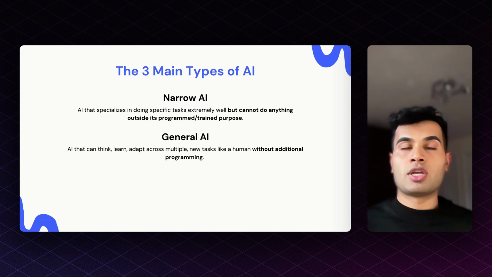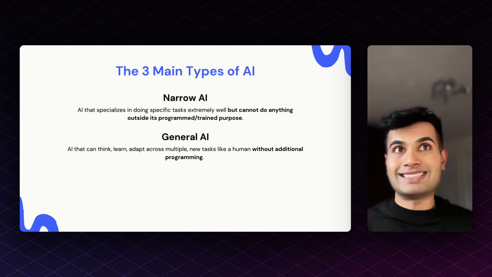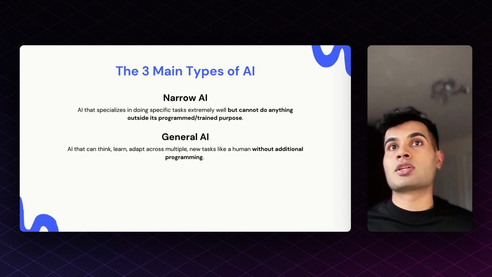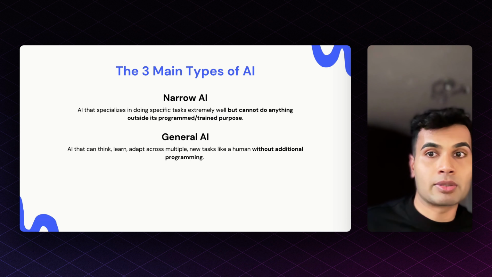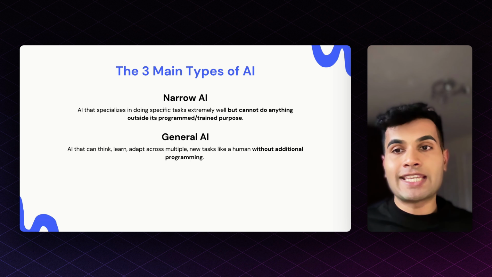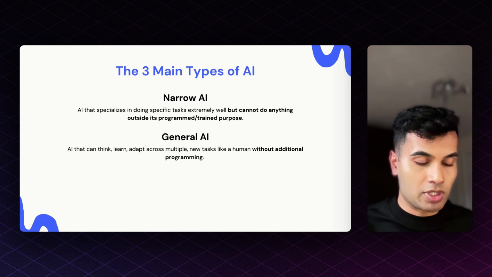Secondly, general AI, right? What is this? So AI that can think, learn, adapt across multiple tasks like a human, but more importantly now, without the additional programming, right? Very key concept and very different to narrow AI.